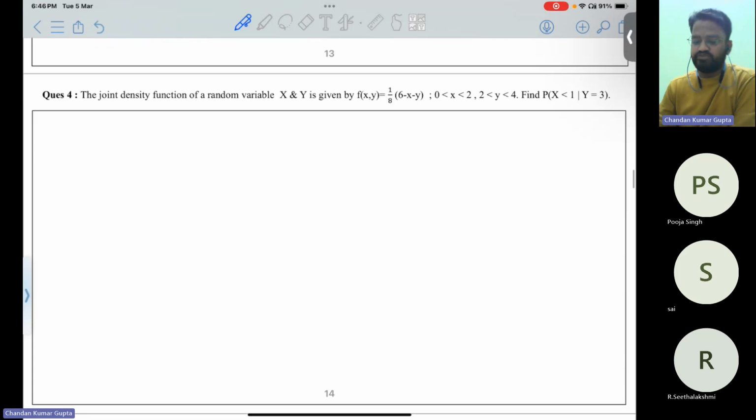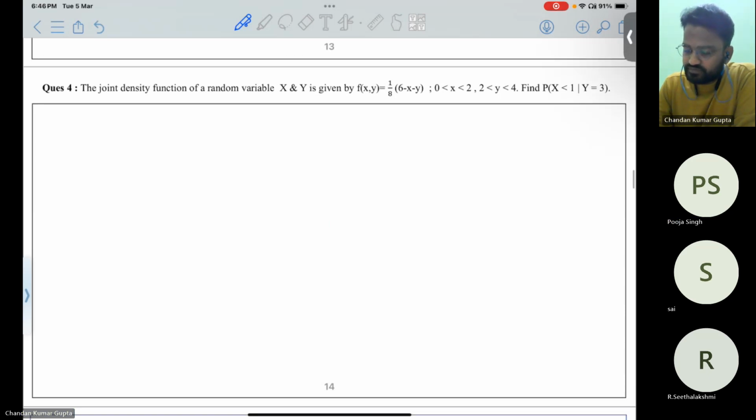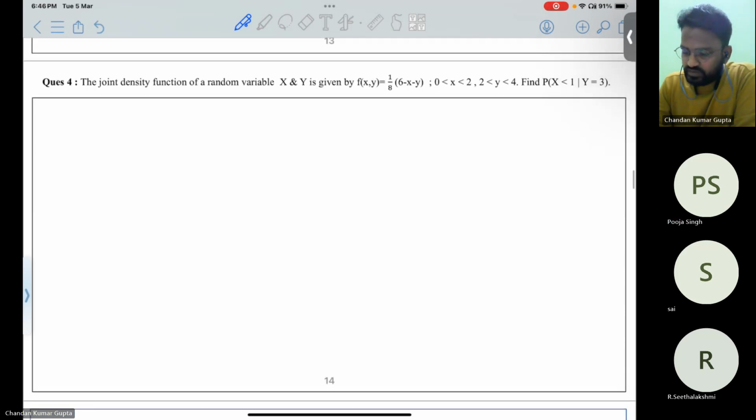We will come to the next question. Question number 4: the joint density function of random variables x and y is given like this. We need to calculate the probability that x is less than 1 given y is equal to 3.